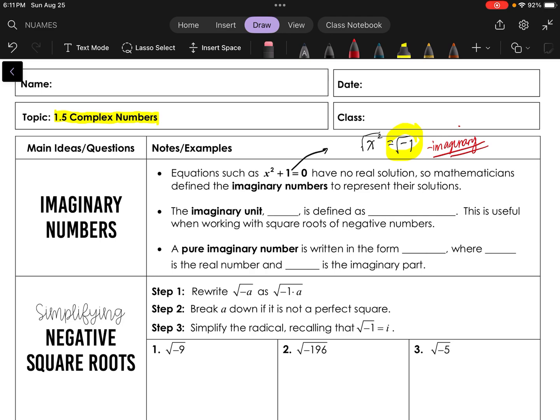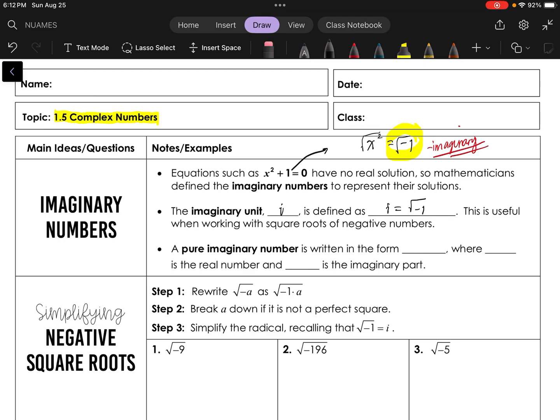So let's try to understand how we simplify these types of imaginary numbers. To start with, the imaginary unit is considered to be i. So anything that has an i is considered an imaginary number. And it is defined as the square root of negative 1. This is useful when working with square roots of negative numbers. That's why we discussed radicals first, because you must first master how to solve radicals before entering the world of imaginary numbers, because you'll be dealing with a lot of radicals in here.